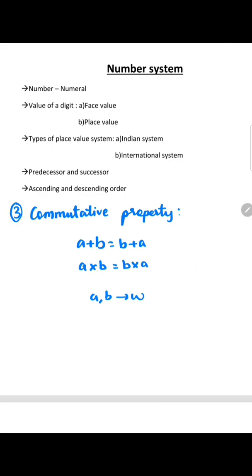So students, the third property is the commutative property. According to this property, A + B = B + A, and A × B = B × A. This commutative property under the whole numbers is possible only when A and B are whole numbers.